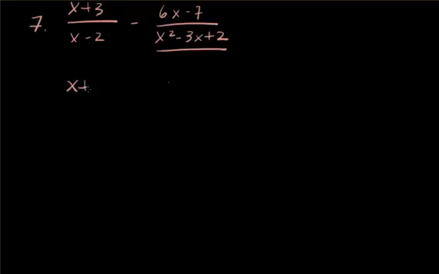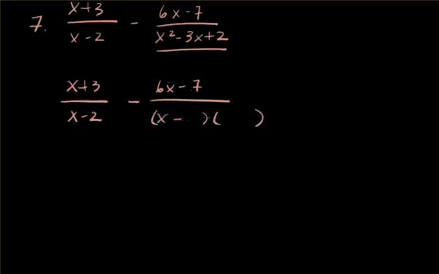So we have x plus 3, x minus 2, 6x minus 7, x minus, we have a 2 and a 1. So let's go ahead and look at the denominators, okay?